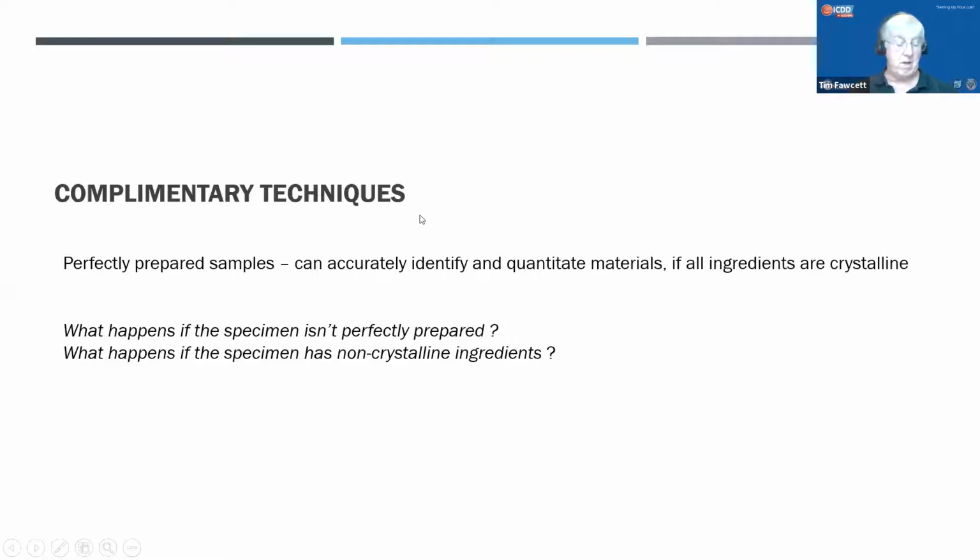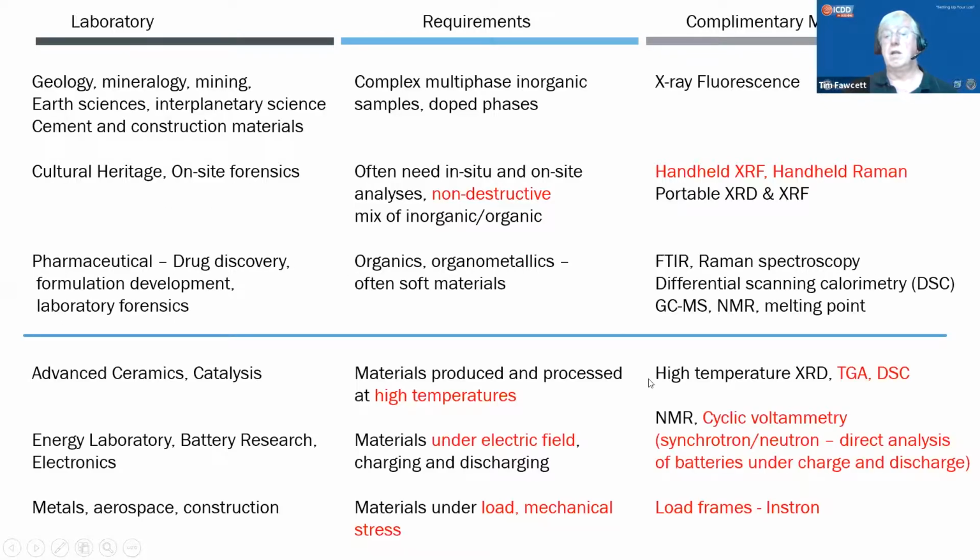So I'm going to just briefly cover some complementary techniques, and it will be very brief, but there are many times when you want to use a complementary method, particularly if you know you can't prepare it down to 1 micron, or you might have non-crystalline ingredients. And the two most common techniques used are X-ray fluorescence and infrared. Usually with infrared you're getting the organics at the same time. XRF is helping you with the inorganics. You can also use XRD for the inorganics and then compare, how does that compare to the FTIR results? That's most commonly used in cultural heritage and pharmaceuticals where you have a mix of material.